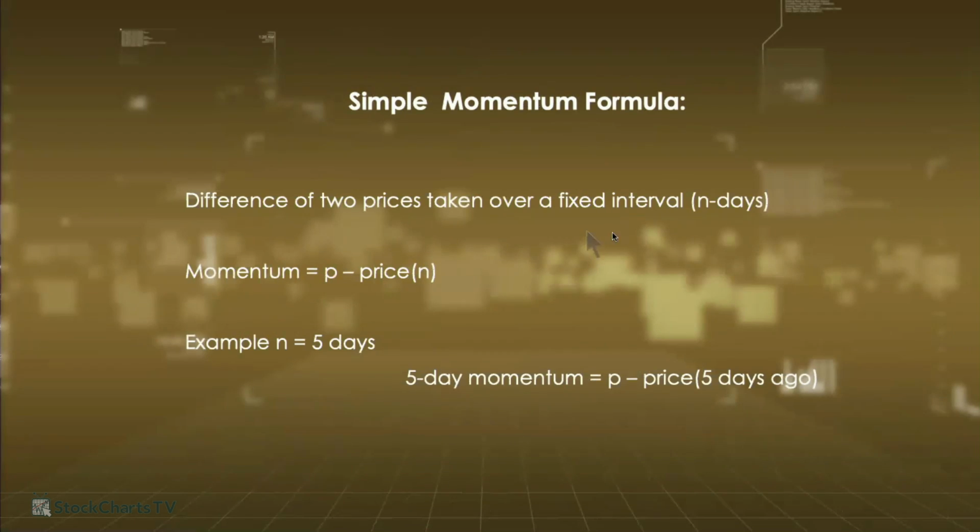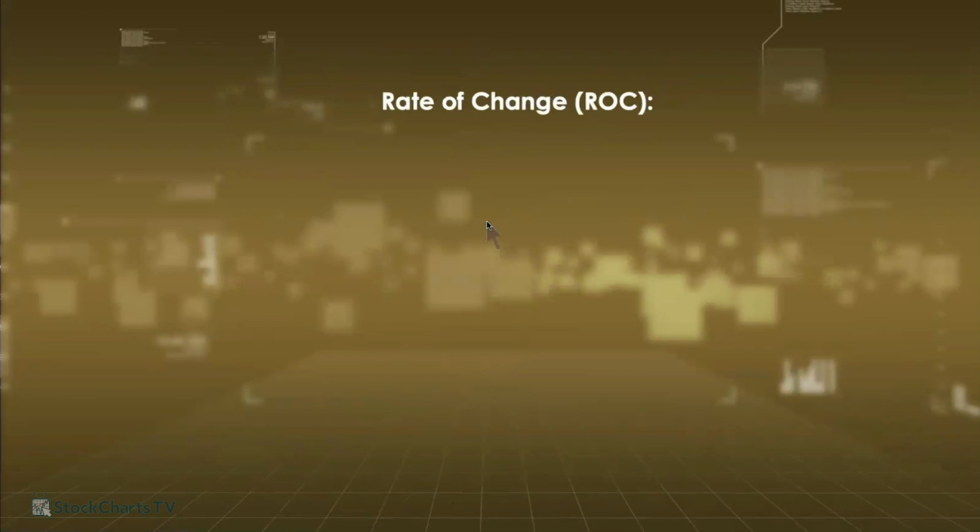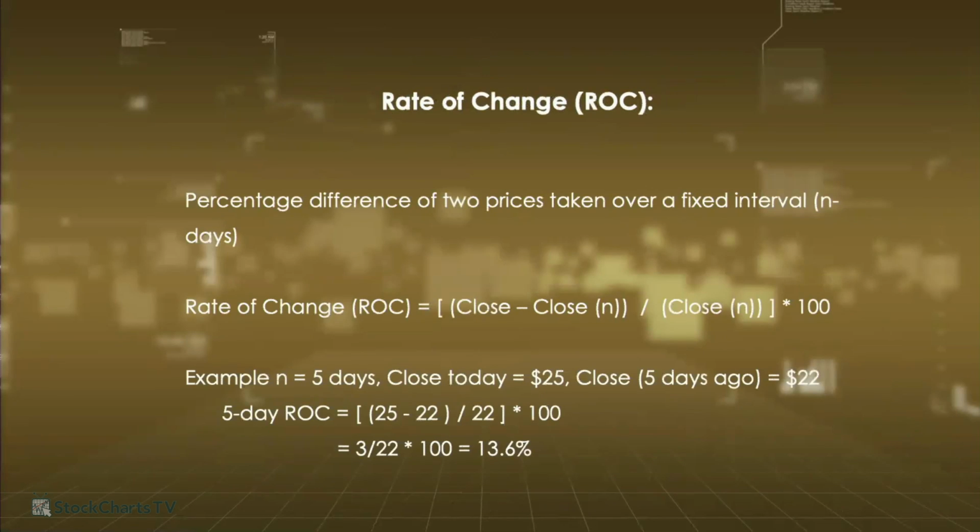And here is another example with 5 days: price minus the price 5 days ago, and that's the simple momentum formula. Rate of change, you can actually put this on your charts as an indicator here at StockCharts. And it's basically the same sort of thing, only we look at it as a percentage change. So the momentum, of course, is your close minus the close on that day. But now we take it and divide by that close and then multiply by 100.